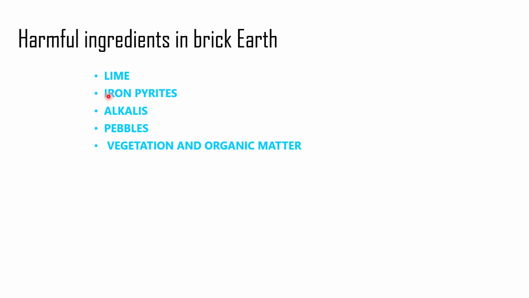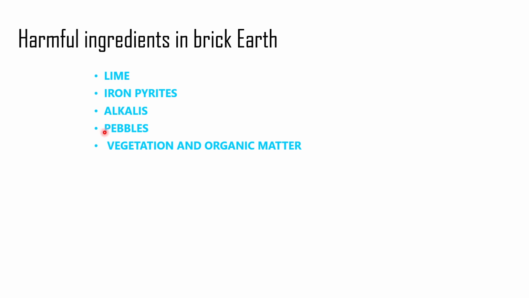actually if iron pyrites is present in the brick earth, the bricks get crystallized and disintegrated during the burning. At the time of burning, the brick might be disintegrated. Okay, alkalines. Suppose alkalines are present in brick earth, then bricks will absorb moisture from the atmosphere when they are used in masonry. If we are using the brick structure, it might absorb water from the atmosphere. That's why alkalines should not be present in brick.